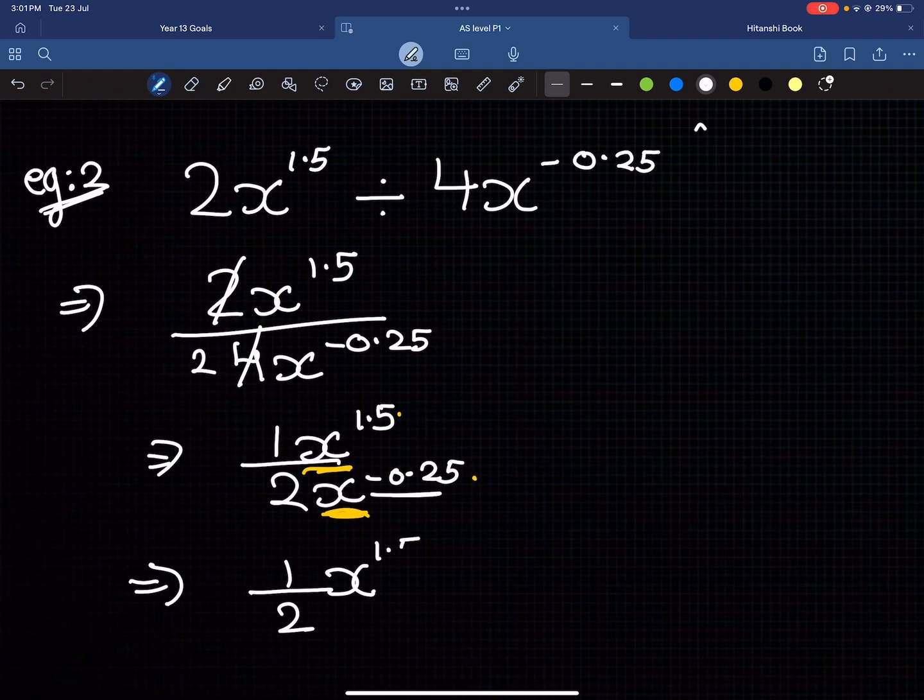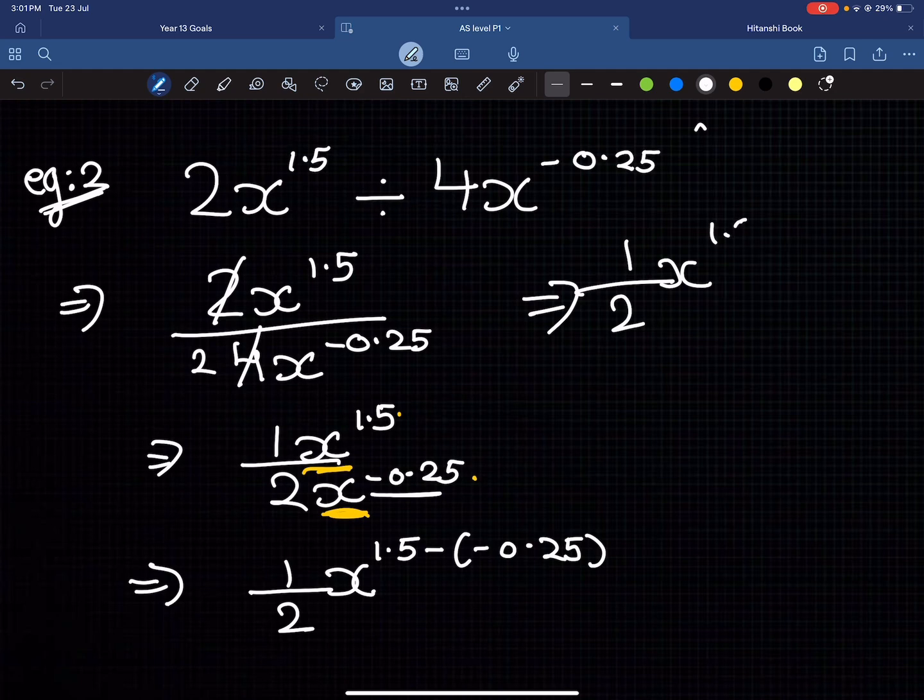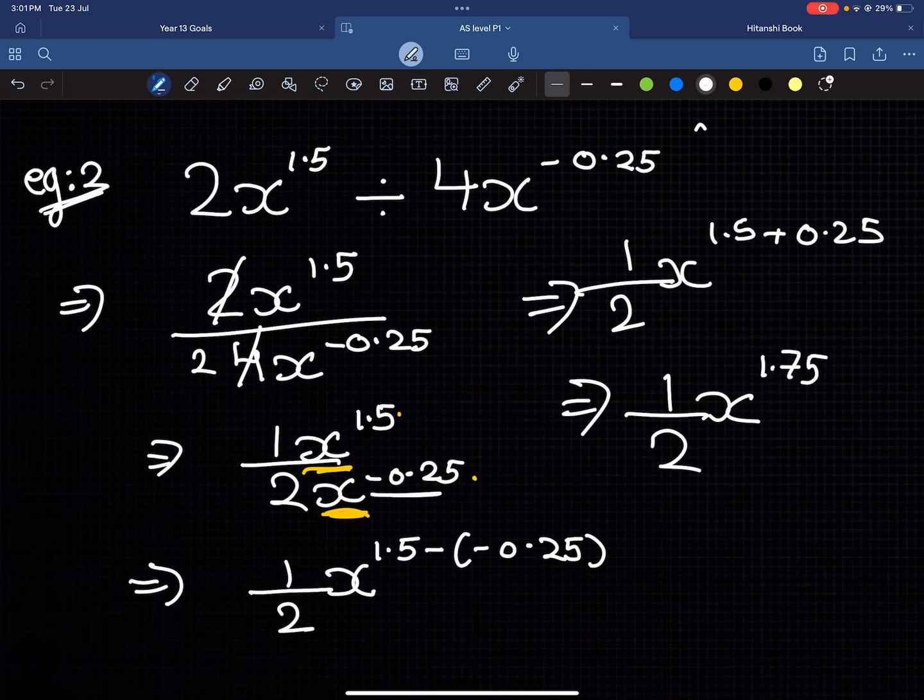So it will be 1.5 minus 0.25, right? If I simplify this here, I have 1 over 2 x raised to the 1.5 plus 0.25, right? And if I write this, my final answer would be 1 by 2x raised to the 1.75. And yeah, that will be my final answer.